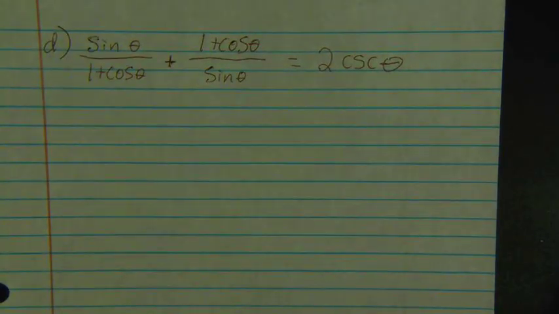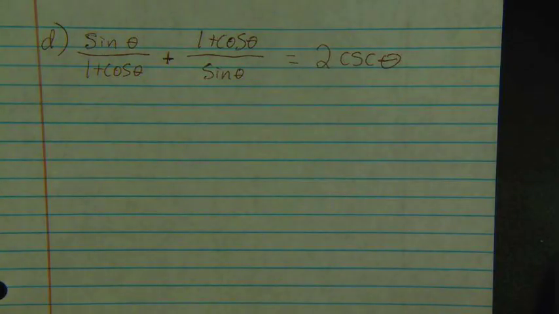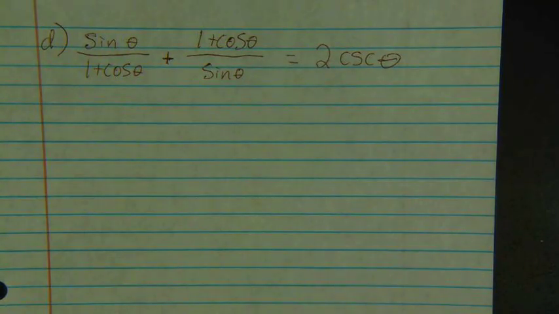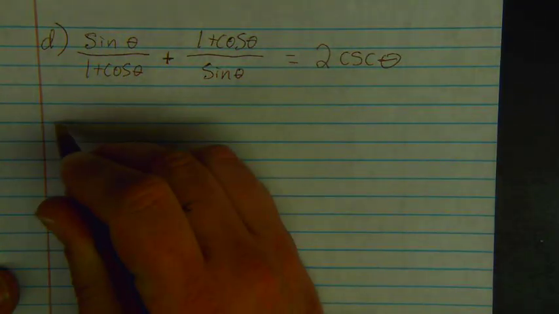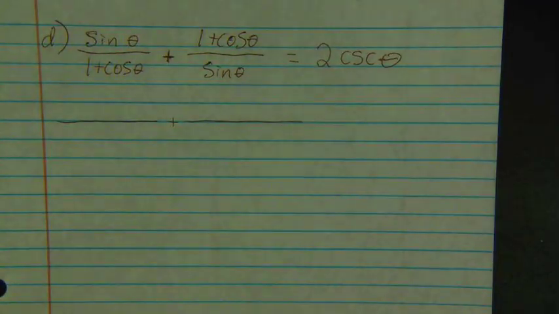Just know that you want to do something. Okay? And that something could be dealing again with rewrite sums or differences of quotients as a single quotient. Okay? We've got two fractions added together here. It will probably be easier if we could just make that one fraction all written together. Okay? So, what's our common denominator here? Both of them, yeah. 1 plus cosine theta times sine theta.